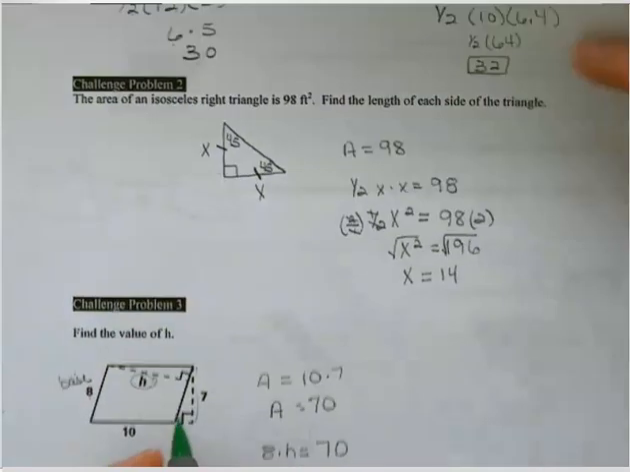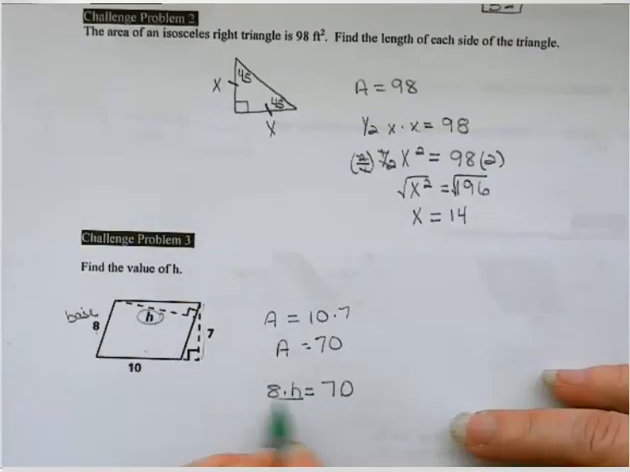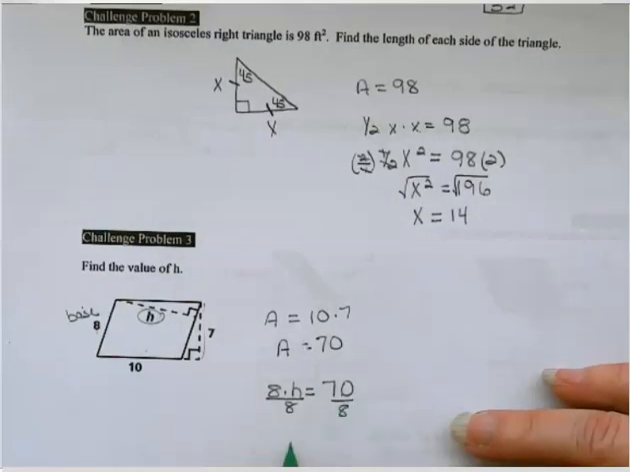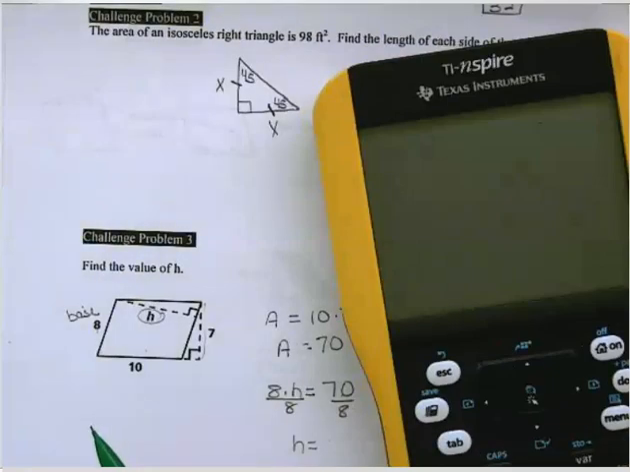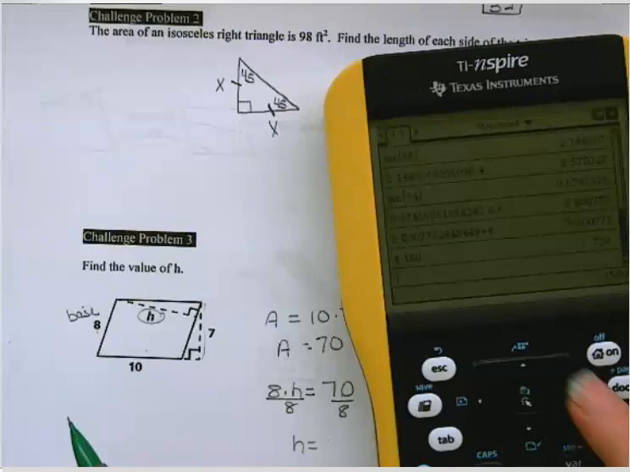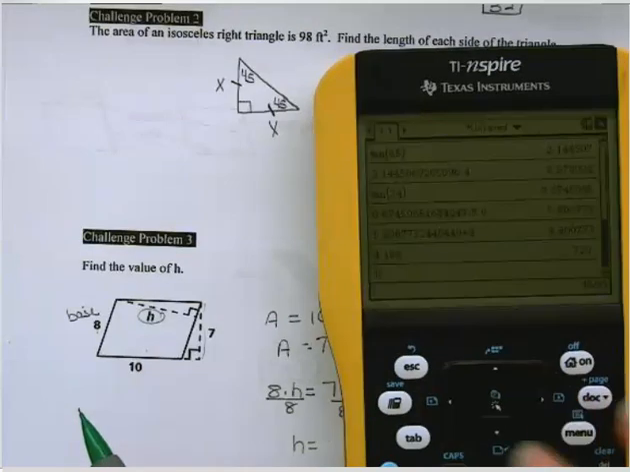Divide by 8. So h is going to equal 70 divided by 8. Let's use a calculator here. We could leave it like that if we wanted. 70 divided by 8 is 8.75.